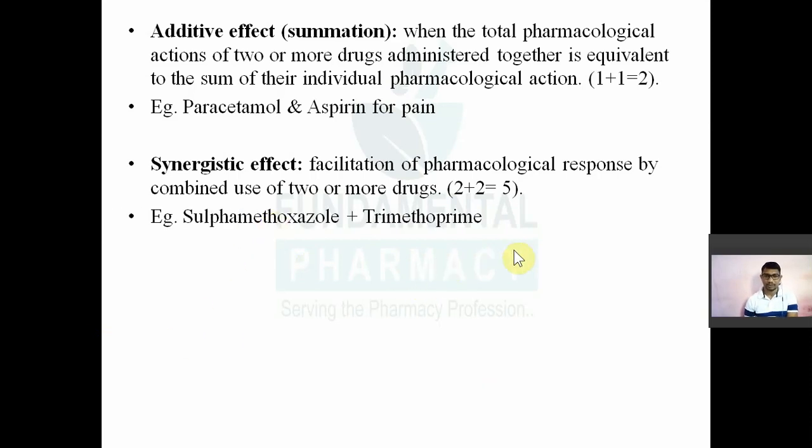So for example, sulfamethoxazole and trimethoprim. ठीक है, अगर आपने सिर्फ sulfamethoxazole यूज किया alone, so it is an antibacterial drug. It will inhibit the folic acid synthesis at one step. Okay, it will also kill the bacteria. And trimethoprim is another drug that will also kill the bacteria, but by the same mechanism. But if you use these two drugs in combination, there is a sequential block of folic acid synthesis. Okay, so sulfamethoxazole will inhibit the formation of dihydrofolic acid. Okay, and trimethoprim will inhibit the formation of tetrahydrofolic acid.